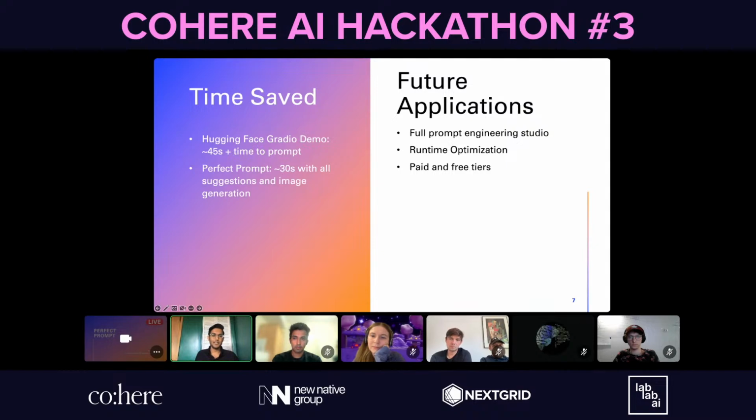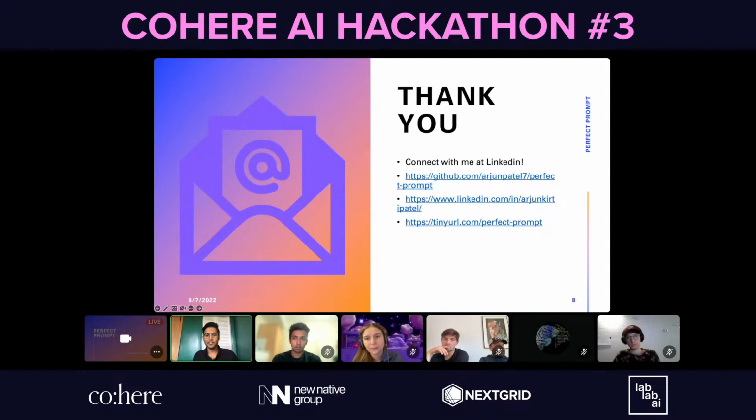In the future, we could take this application to create a full prompt engineering studio. We could add some runtime optimization so we're not retraining the classify model again on every run, for example. And paid and free tiers could account for the cost that it takes to generate an image. Much like how Cohere revolutionizes access to natural language processing by abstracting away architecture, this project attempts to abstract away prompt engineering so that anyone can make their perfect prompt.